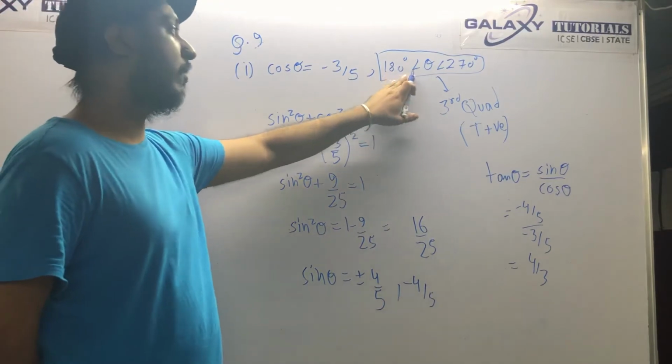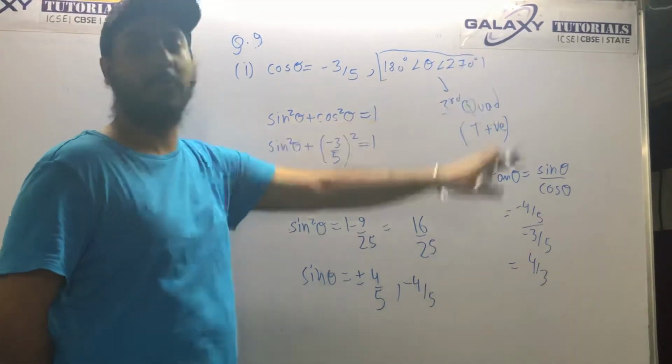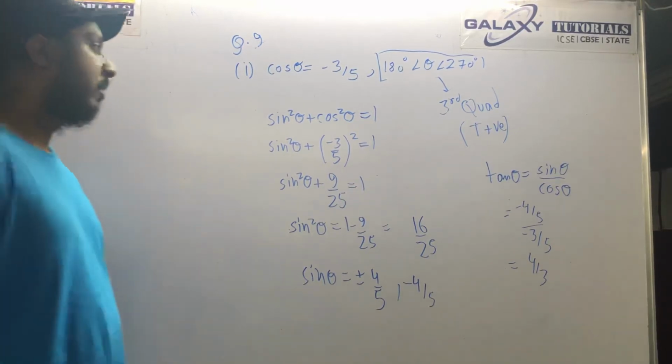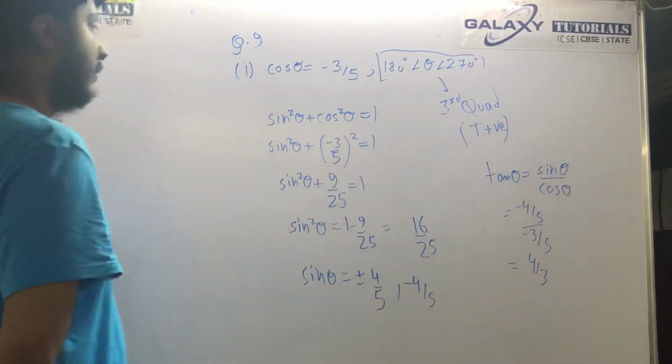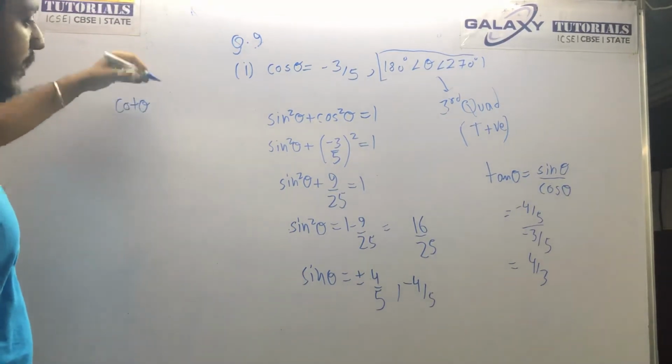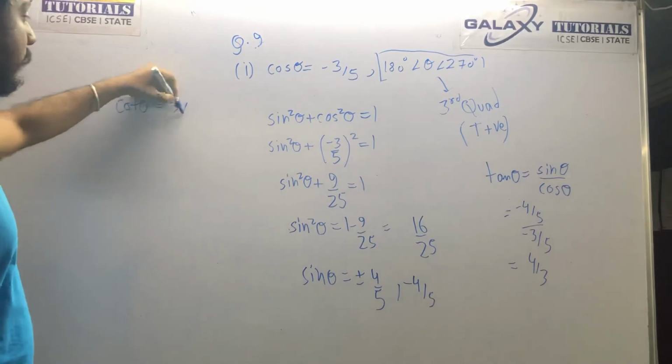Fine. If you know the quadrant, and you know which function is positive in which quadrant, then more than half of your question is already solved. Then there is only calculation left. And the next function is cot theta. Cot theta will be inverse of tan theta. So this will be 3 by 4.